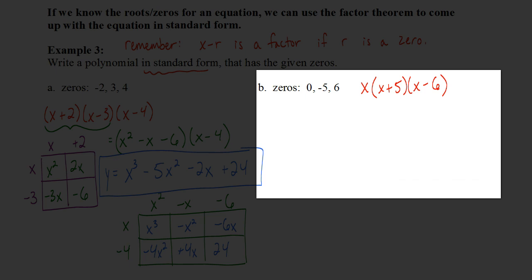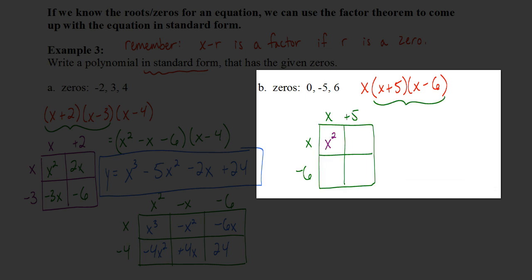Okay, so let's see how you did here. What I ended up doing is multiplying the two binomials together, the x plus 5 times x minus 6. Again, if you had distributed the x through, you only want to do it to the first binomial, just the x plus 5. Don't do it to both binomials, otherwise you end up with the wrong answer.